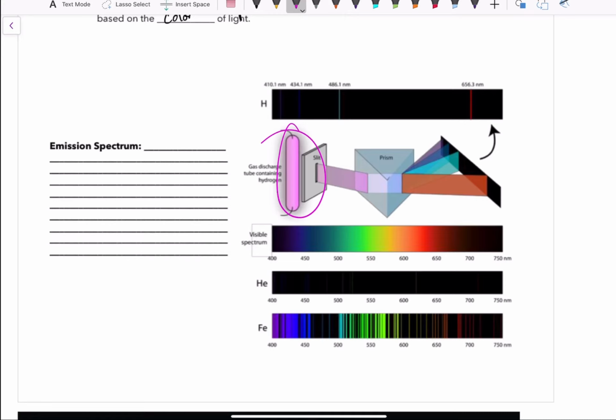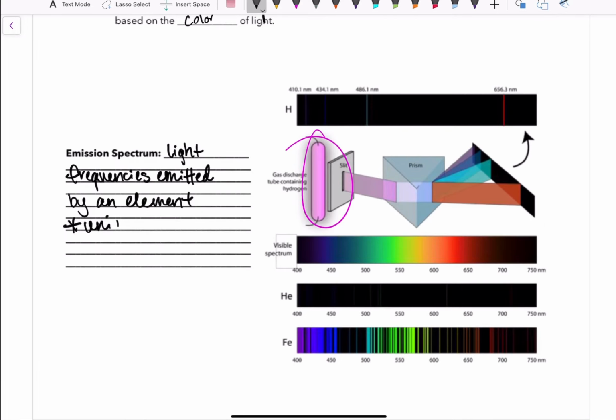But we can take that really nice color and we can put it through a prism, and that prism will break apart our light based upon wavelength, because we know that visible light gives us its color based upon its wavelength. And then the colors get plotted along an emission spectrum. And an emission spectrum is unique to each element. So no other element on the periodic table looks exactly like this.